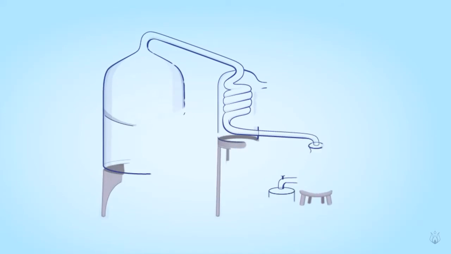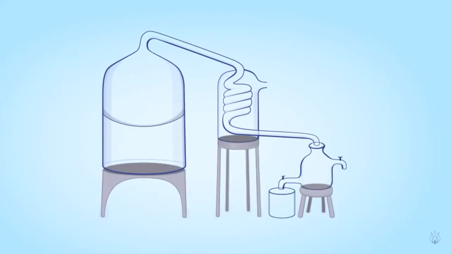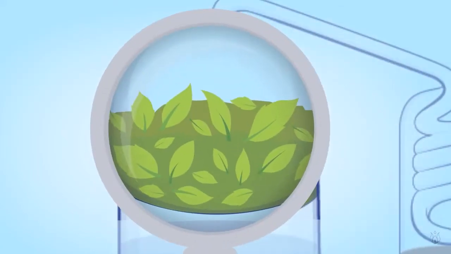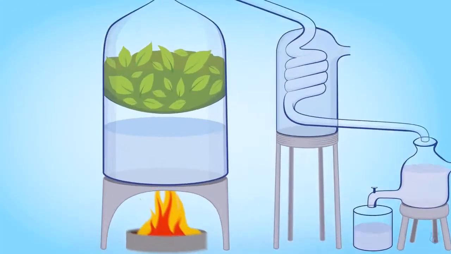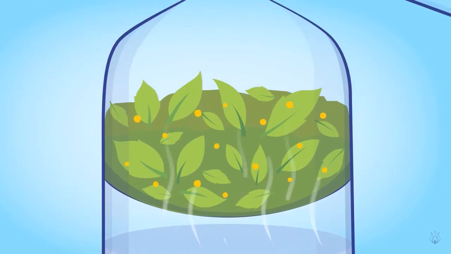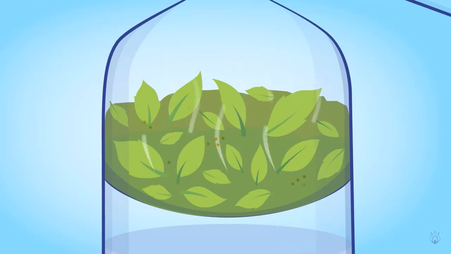Take a look at this distilling apparatus. The bottom reservoir is filled with distilled water. Above is an alembic chamber that holds the plant material, often called biomass. The biomass is full of tiny sacs that contain essential oil. When the water boils, the steam passes up into the chamber. As the steam passes through the biomass, the temperature causes the tiny sacs to burst open, releasing the essential oil.